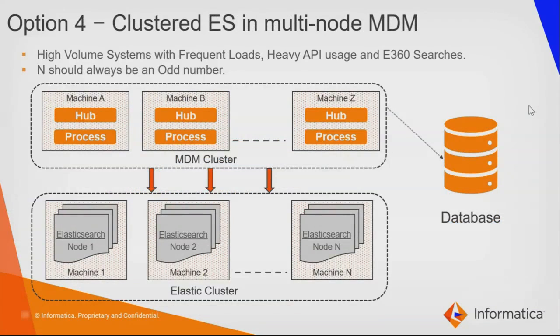The last one is the clustered Elasticsearch in a multi-domain MDM. Here we are creating a cluster, but on a separate set of nodes. Let's assume we have machine A to machine Z in a cluster, whatever number of machines are present in the MDM installation. In the same way, instead of the Elasticsearch node running on the same MDM process where my hub server and process server are, I can dedicate specific machines for the Elasticsearch nodes.